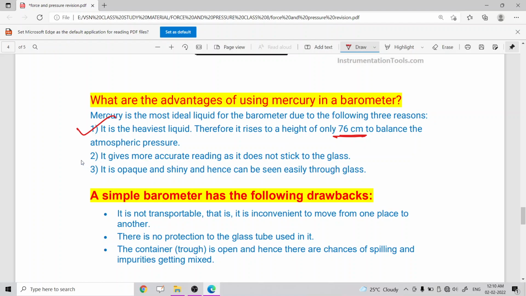Another point is that mercury gives a more accurate reading as it does not stick to the glass, whereas water easily sticks to the glass. That is why we cannot find an accurate reading with water. Also mercury is opaque and shiny, hence it can easily be seen through the glass tube. And the boiling point of mercury is very high, that is why in the summer season we have no problem with mercury.